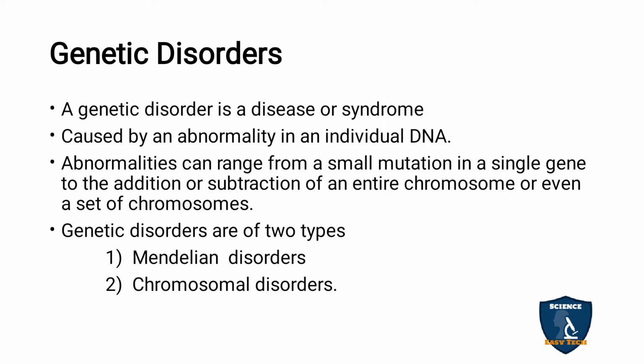Genetic disorders. A genetic disorder is a disease or syndrome. It may be a disease which affects a particular family or a particular person through their genetic history, that is, it is transmitted through the generations. How is it caused? By an abnormality in the DNA of an individual. So the DNA is affected, and it causes a genetic disorder. How is this abnormality occurring?